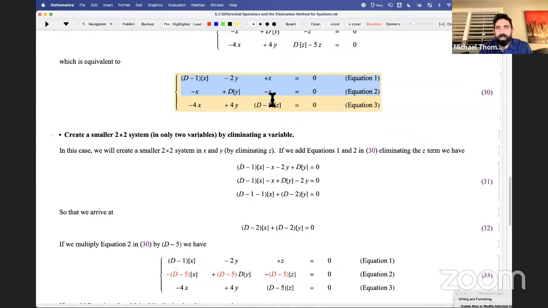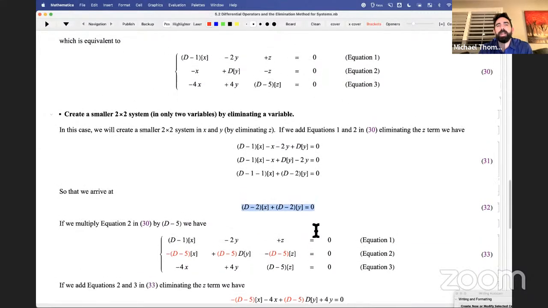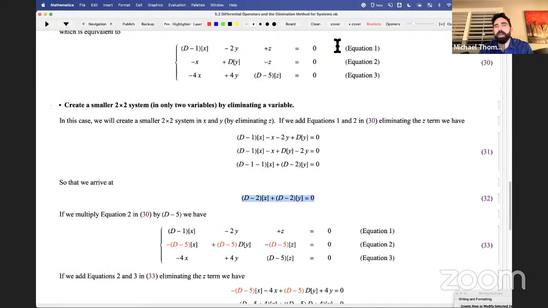If we add the equations together, I get this equation, which simplifies to this one, which simplifies to this one, which simplifies to this one. That's what you get if you add equations 1 and 2 together. You'll notice this is a differential equation in two variables, x and y. All right, let's hold on to this. We're going to need it to create our smaller system. Then I'm going to go back and pick another pair and eliminate the same variable, z.